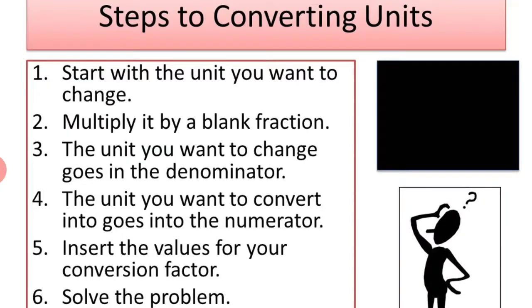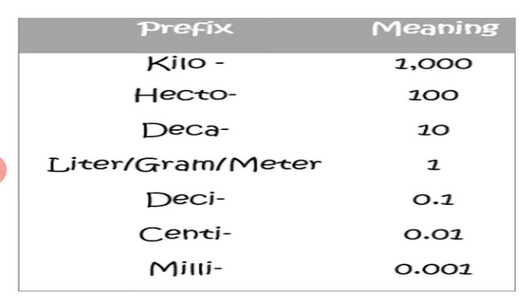Steps to convert units. Start with the unit you want to change. Multiply it by a blank fraction. The unit we want to change goes into the denominator. The unit you want to convert into goes into the numerator. Insert the values for your conversion factor. Solve the problem. Here are some prefixes.